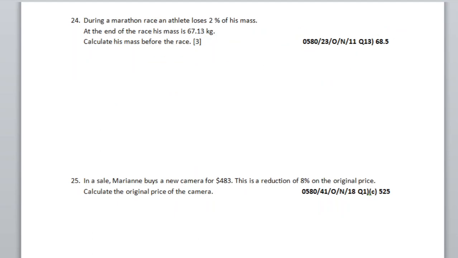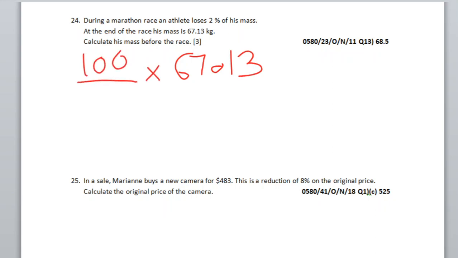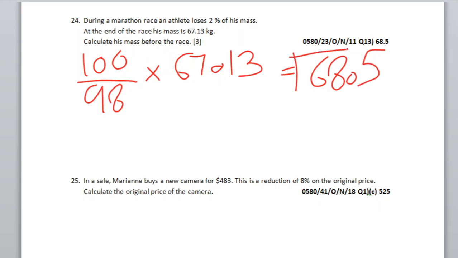Question number 24. During a marathon race, an athlete loses 2% of his mass. At the end of the race, his mass is 67.13. Calculate the mass before the race. So we're finding a previous value. Again, this is reverse percentage. 67.13 times 100 over, he loses 2% of his mass, so 100 minus 2 is 98. So this will give us 68.5 kgs.